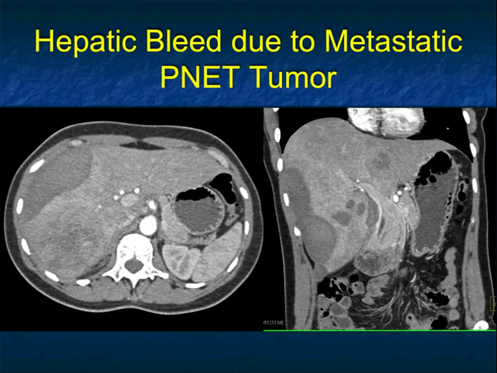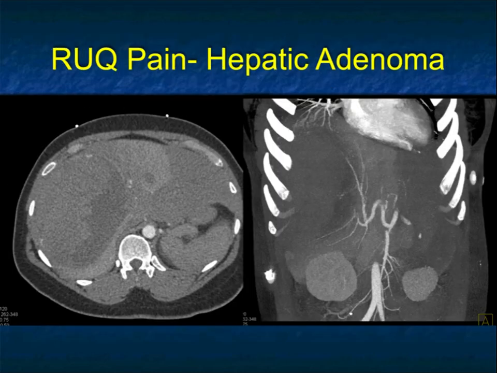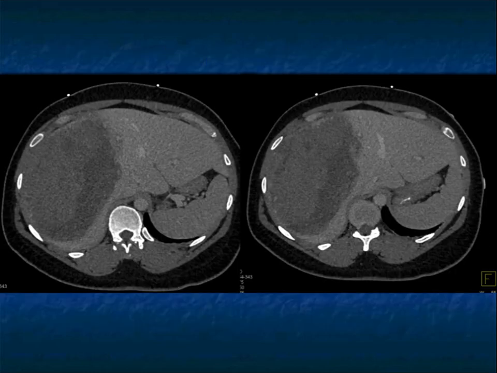Now, in terms of hepatic bleeding, I mentioned biopsy, I mentioned trauma, but again, the history is usually good for that. I mentioned hepatoma. I also need to mention metastasis. This was a patient with metastatic neuroendocrine tumor to the liver, spontaneously bled. This is a patient with hepatic adenoma, spontaneously bled. So again, it can be tricky.